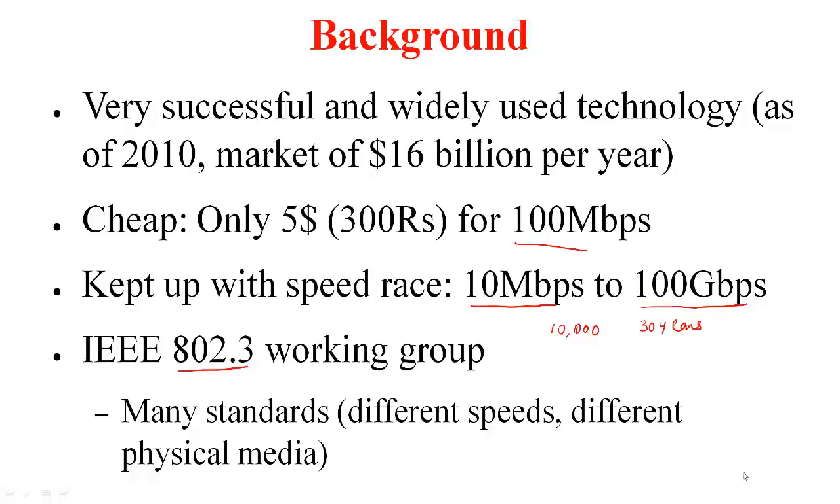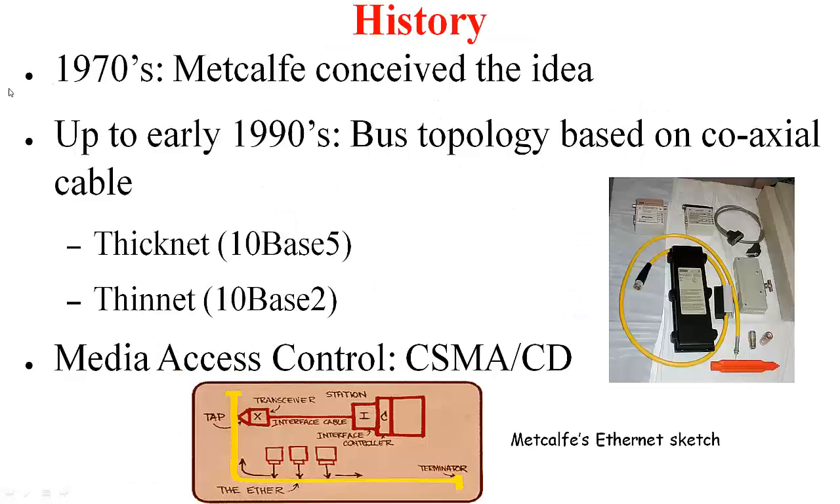So why do we have standards? Basically, they ensure that the equipment manufactured by the different vendors is interoperable. If you don't have a standard, then they won't work together. So let's see how Ethernet evolved over the years. In the 1970s, Metcalfe conceived the idea of Ethernet. Here is his Ethernet sketch. Basically, it was a bus topology.